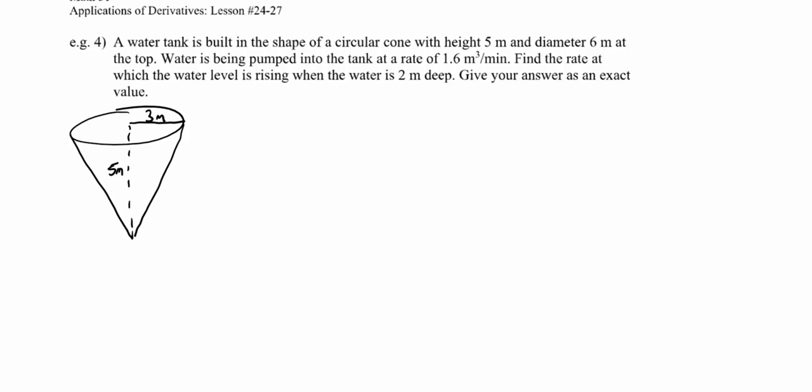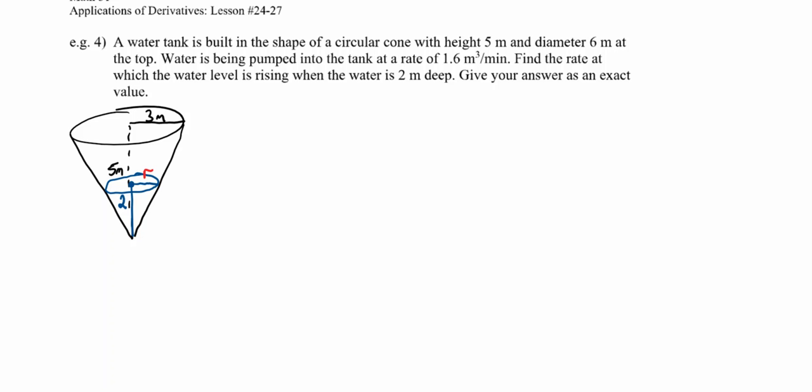So now what's helpful for these ones is to draw a second little cone inside there. Right, because this is what's happening, the water is being poured into this thing and it's going up over time. Okay? And we want to find the rate at which the water level is rising when the water is 2 meters deep. So from here to here, when this is 2. And I don't know what this R value right there is going to be, so I'm just going to write R for a second. It'll be a changing value, right?